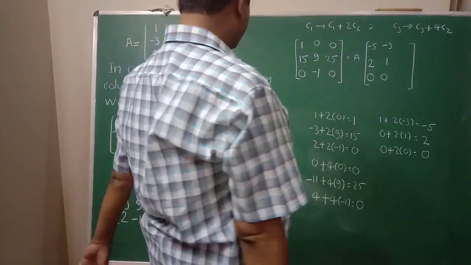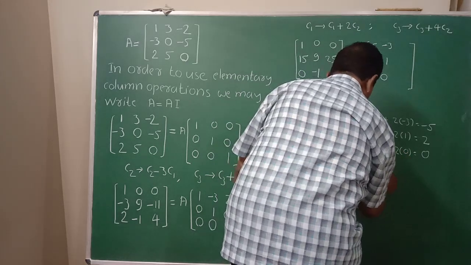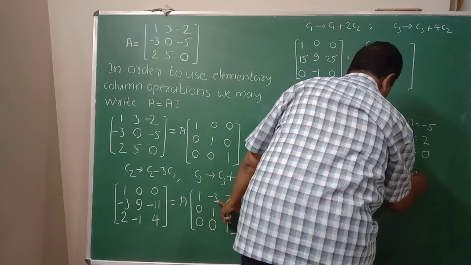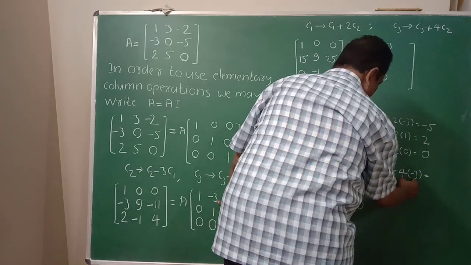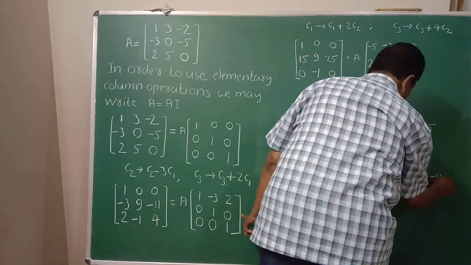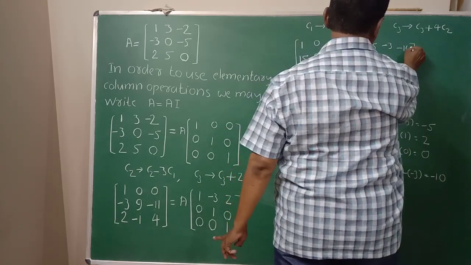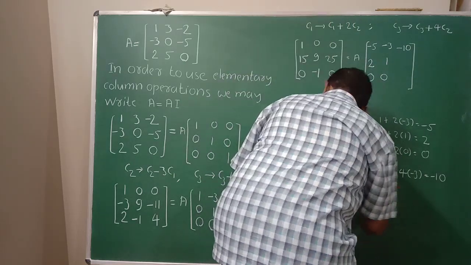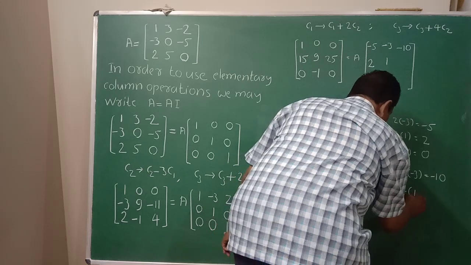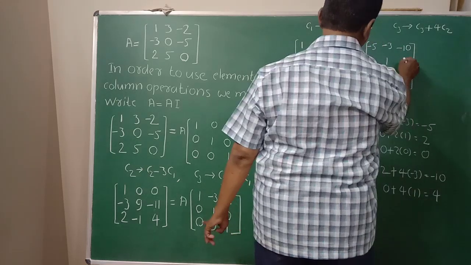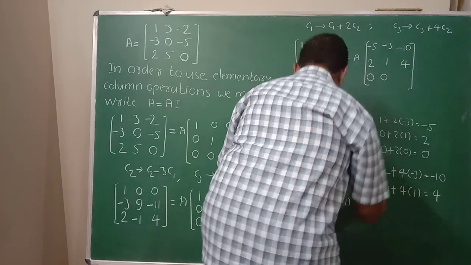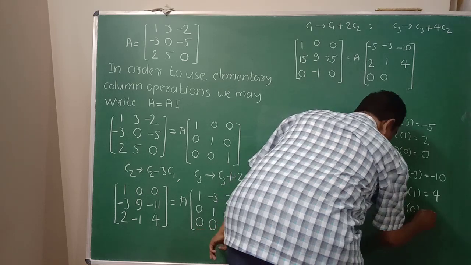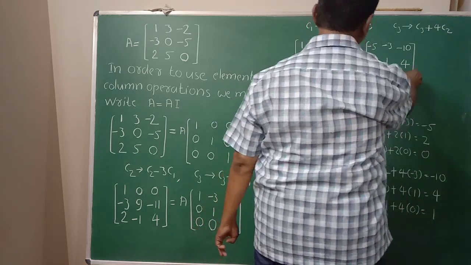So similarly, right hand side here, 2 plus 4 into minus 3. 4 threes are 12. 2 minus 12 gives minus 10. So right here minus 10. Then 0 plus 4 into 1 is equal to 4. So right here 4. Then 1 plus 4 into 0 is equal to 1 here. So right here 1. Okay.